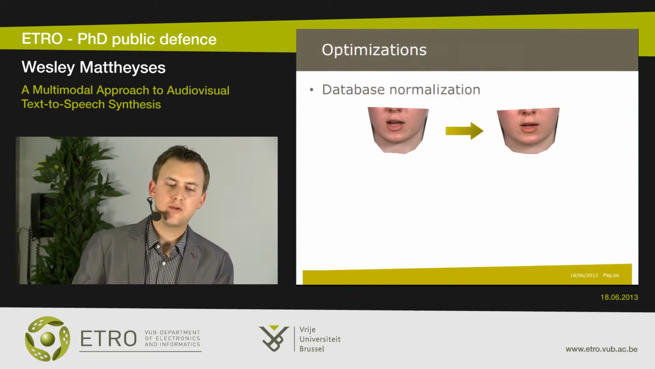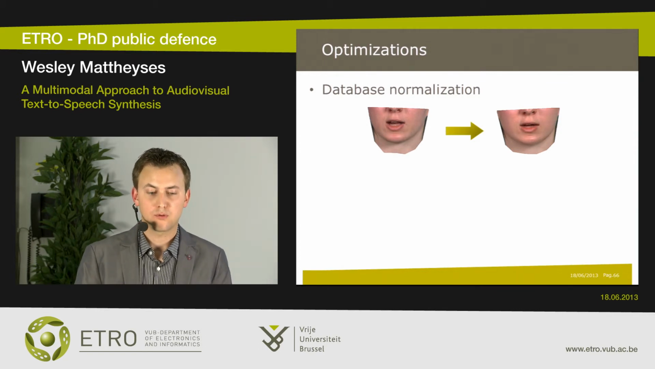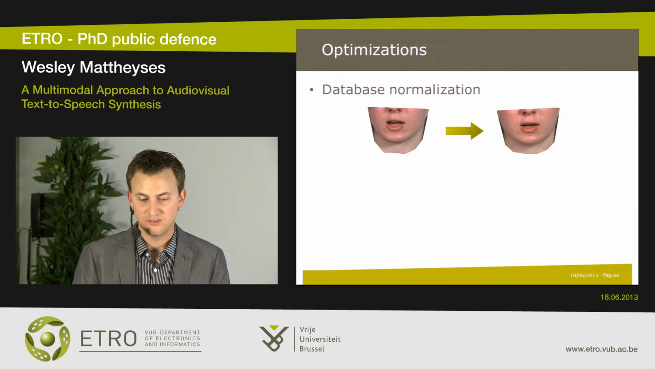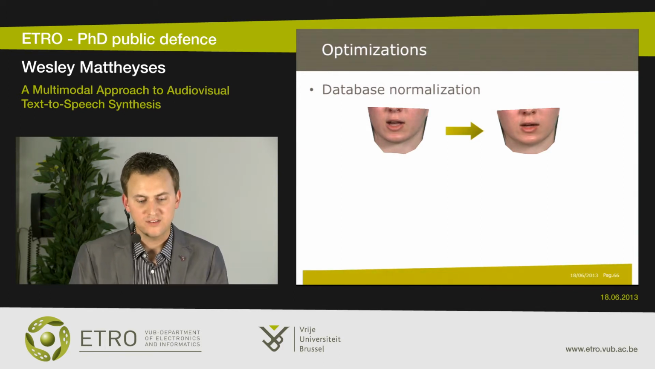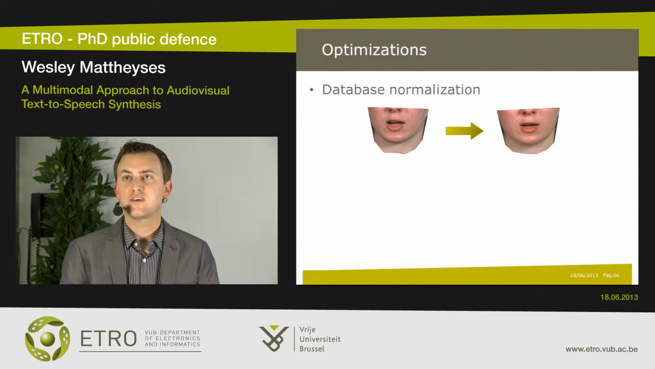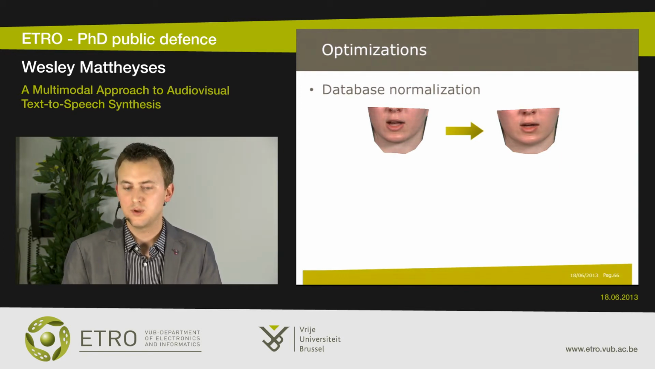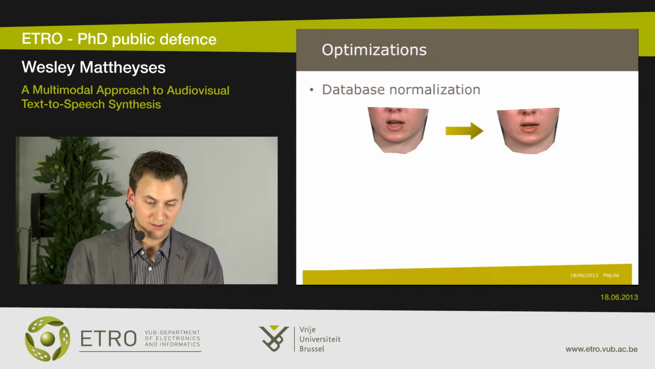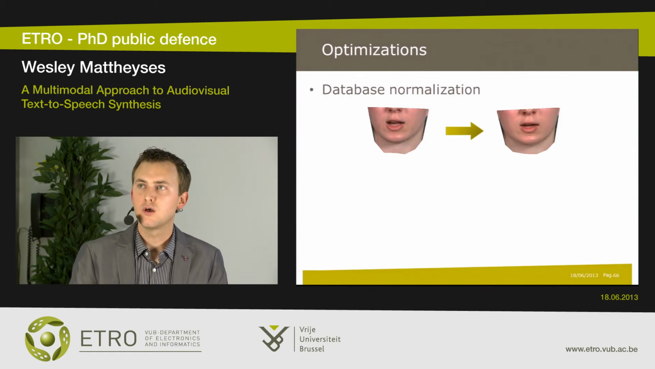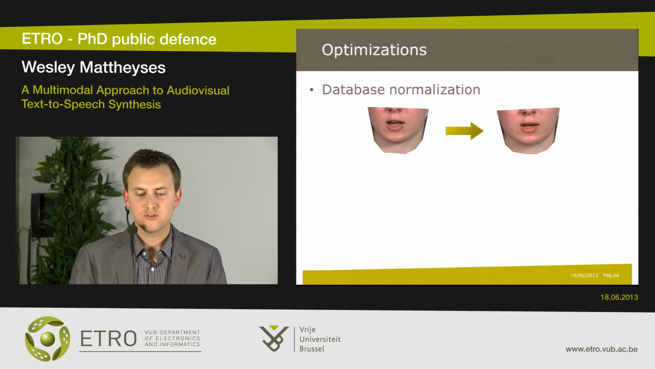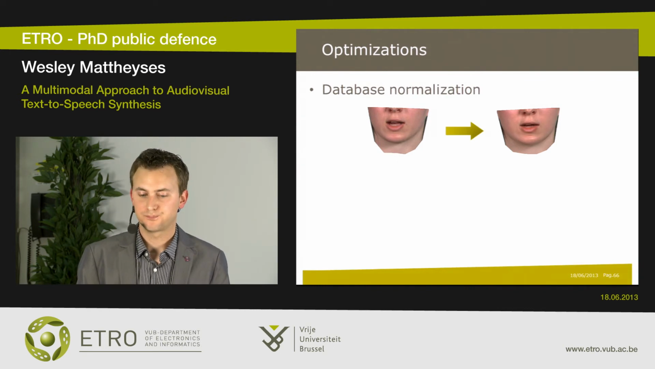Now the fact that we parameterize this visual speech information allows multiple optimizations to the synthesis. For instance, we designed a database normalization technique that is able to remove undesired variations from the recorded visual speech. And this makes it possible to, for instance, normalize the position of the head of the speaker. So in each video frame of the normalized database, the head of the speaker is perfectly aligned.